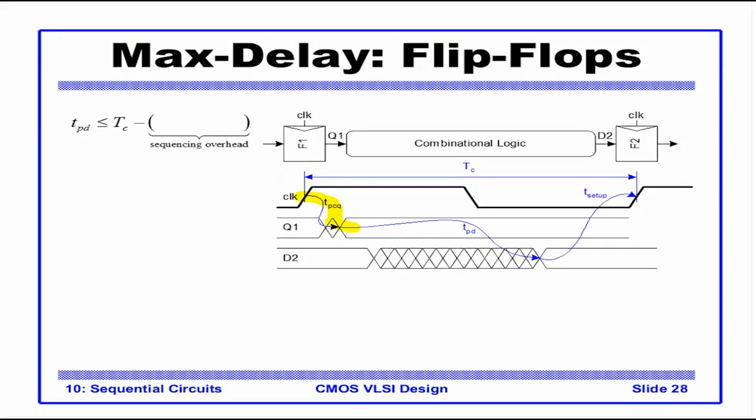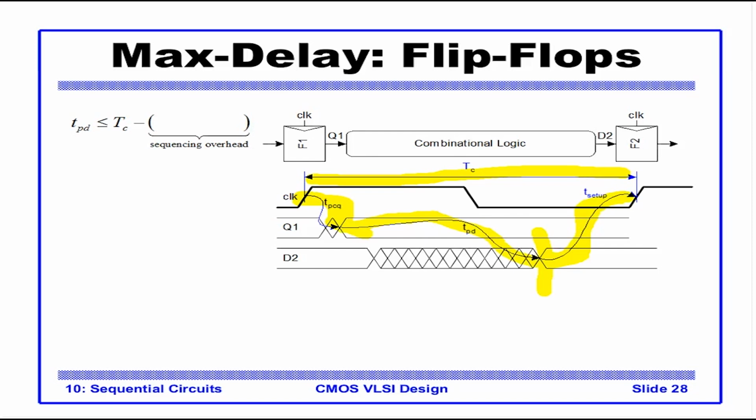since this change at D2 should be at least before the setup time here, what I would say is the total delay of this circuit is TPCQ plus TPD plus T setup, and this total delay should obviously be less than the time period of the clock. This condition will make sure that your circuit works.